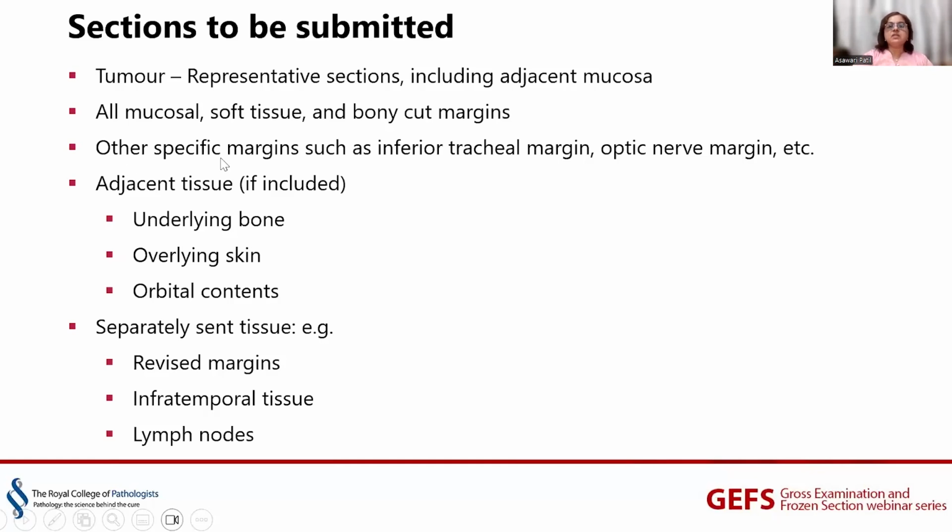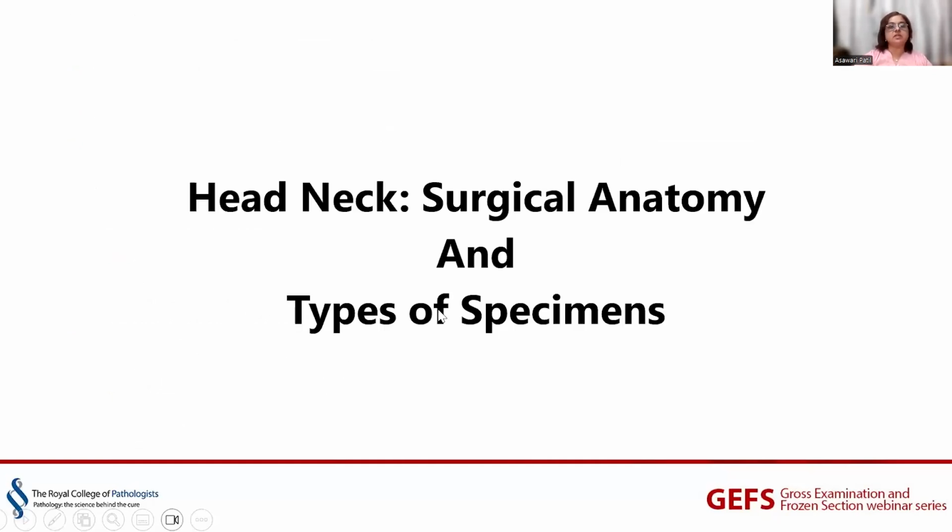Again, we submit all margins and the specific margins, bone, skin. If there are any other tissues included, for example, if there is orbital exenteration, then we have to submit sections from eyeball. If it is laryngectomy, we have to submit sections from thyroid lobe and so on. Now, there could be separately sent margins. Sometimes they send infratemporal tissue that has to be sectioned as documented and submitted.